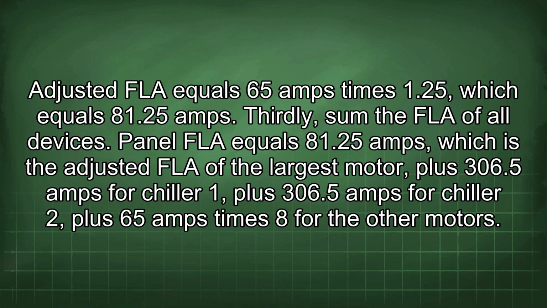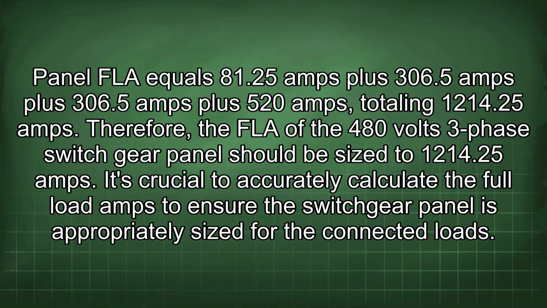Thirdly, sum the FLA of all devices. Panel FLA equals 81.25 amps, which is the adjusted FLA of the largest motor, plus 306.5 amps for chiller 1, plus 306.5 amps for chiller 2, plus 65 amps times 8 for the other motors. Panel FLA equals 81.25 amps plus 306.5 amps plus 306.5 amps plus 520 amps, totaling 1214.25 amps. Therefore, the FLA of the 480 volts three-phase switchgear panel should be sized to 1214.25 amps.